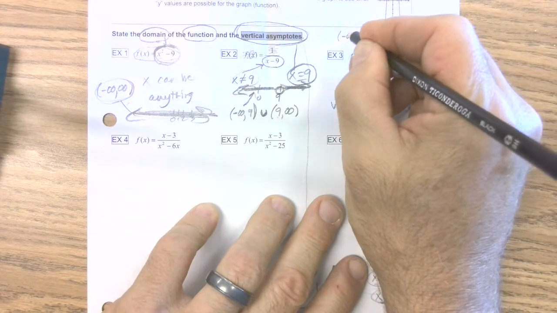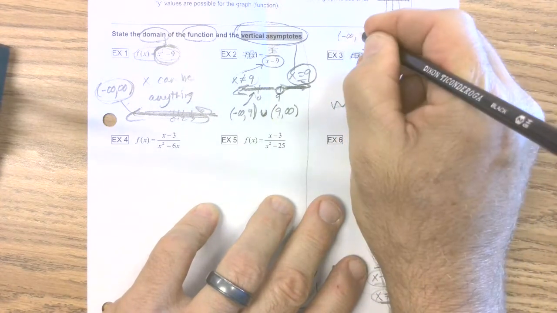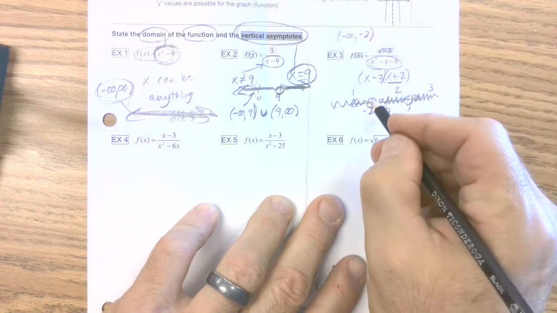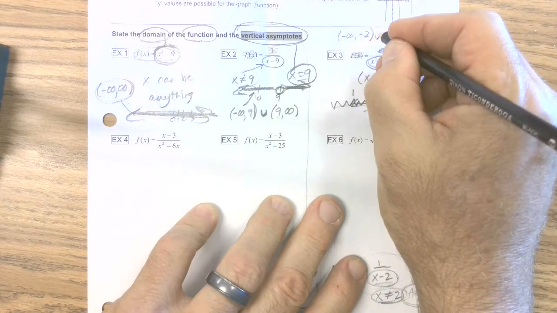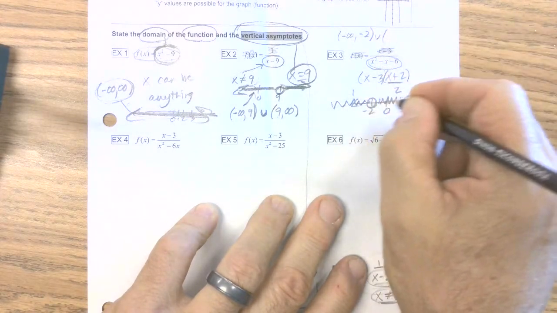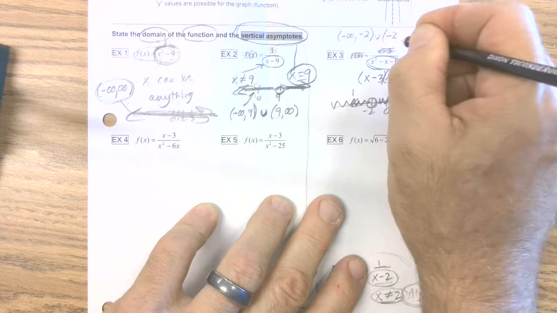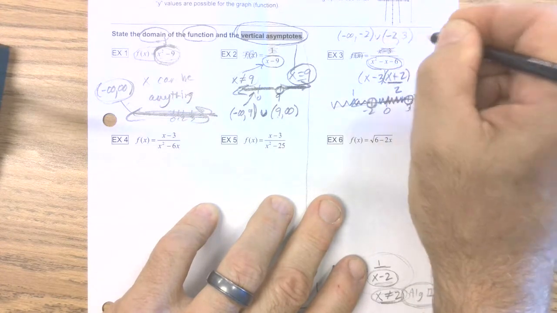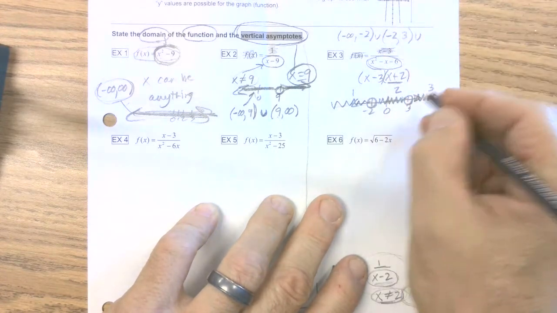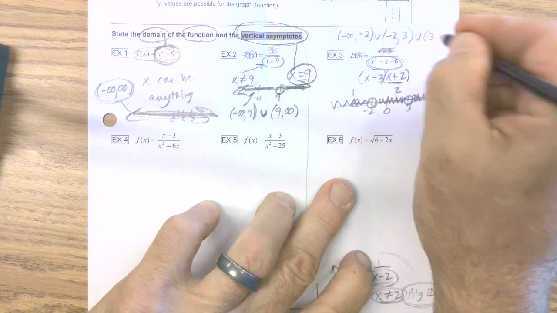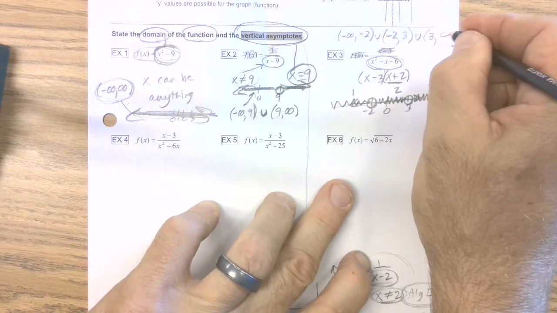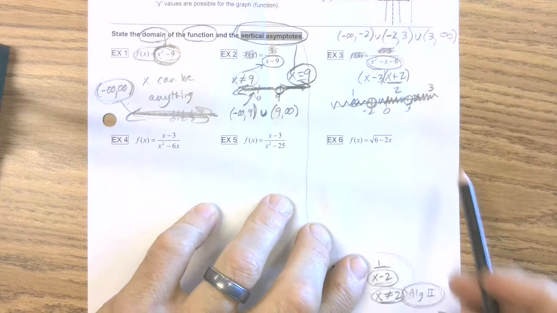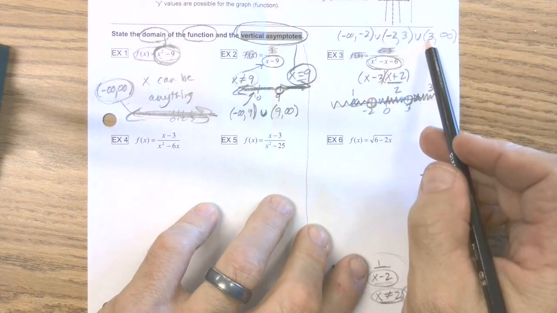Well, that can be negative infinity all the way up to negative 2, parentheses, because it can't include it, together with this space, which is negative 2 all the way up to 3, together with this space, parentheses, 3 all the way to infinity. Okay, so there's my domain.